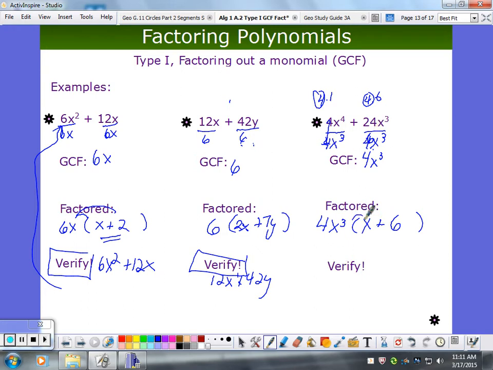So now let's verify it. Multiply back. Do not skip this. First of all, it's going to help you get much better at your multiplication.